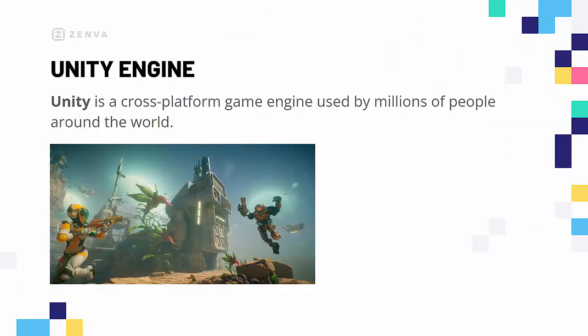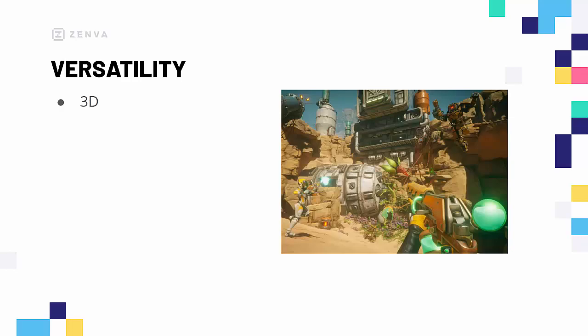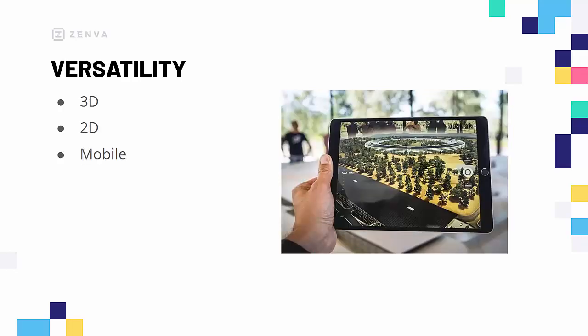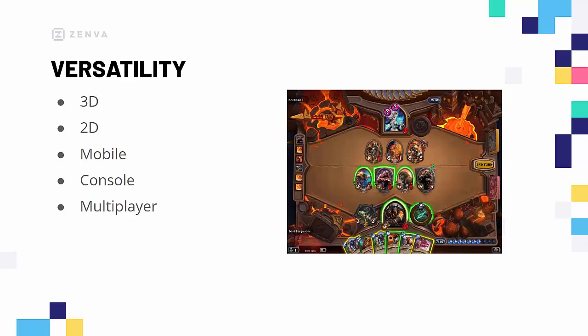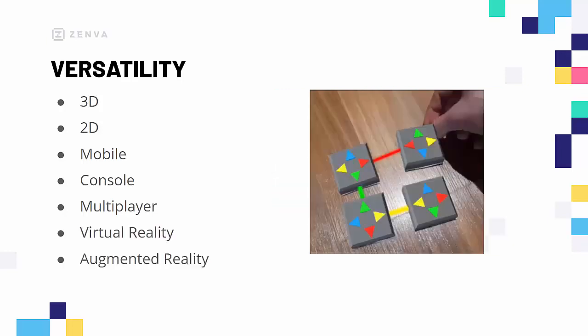Now, Unity is a cross-platform game engine which is used by millions of people around the world. Okay, it is the most popular game engine, and more than half of the mobile games you see on the App Store were created using Unity. Unity also is very versatile, and this basically means that we can create any sort of game ranging from 3D to 2D, mobile, console, multiplayer, virtual reality, and even augmented reality games, okay?